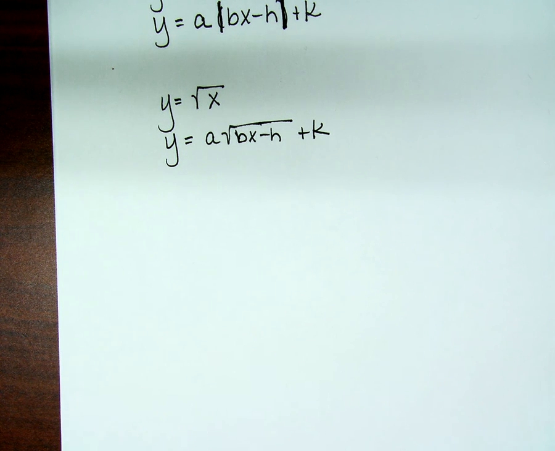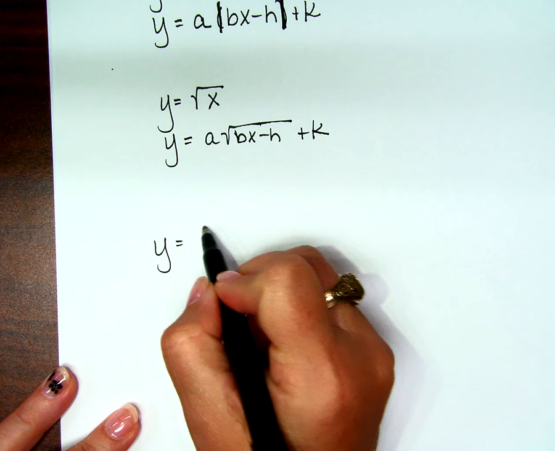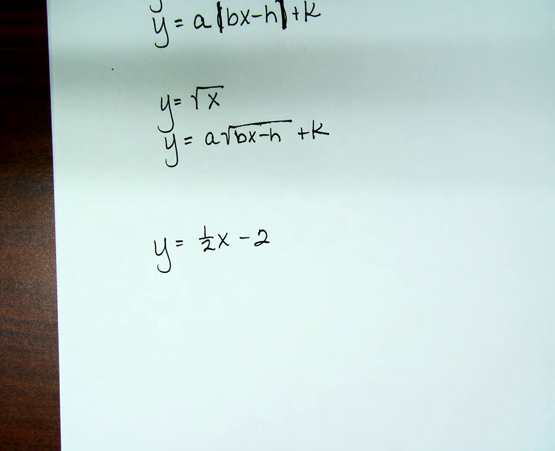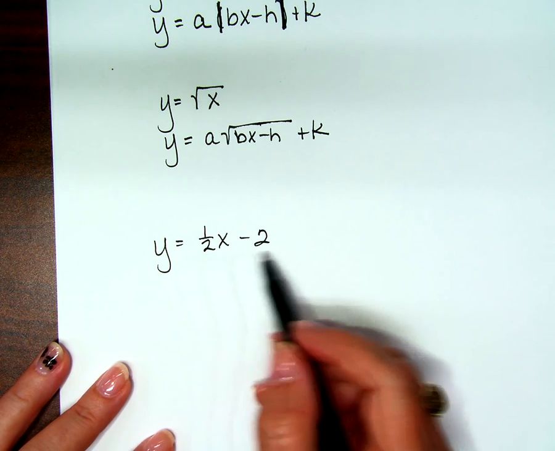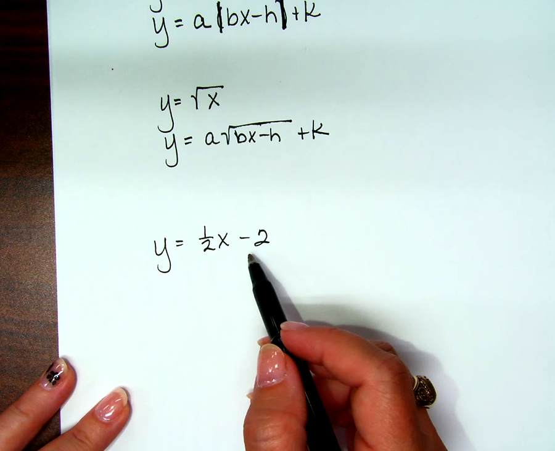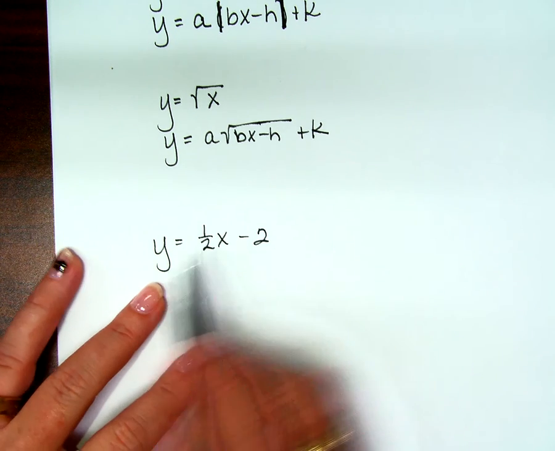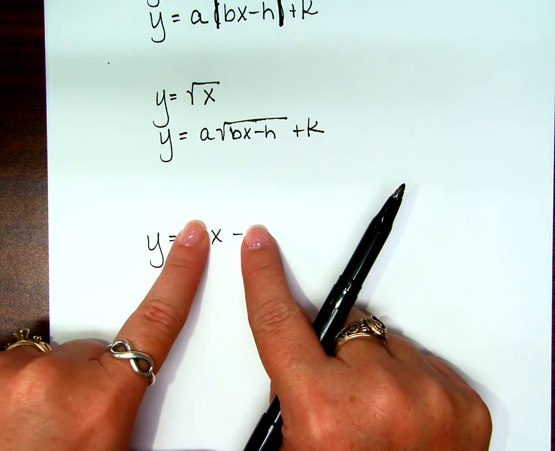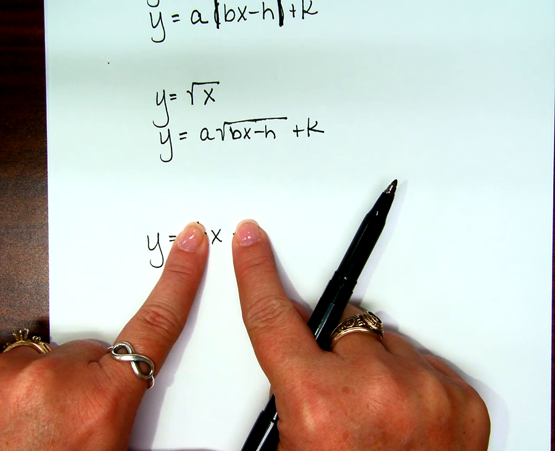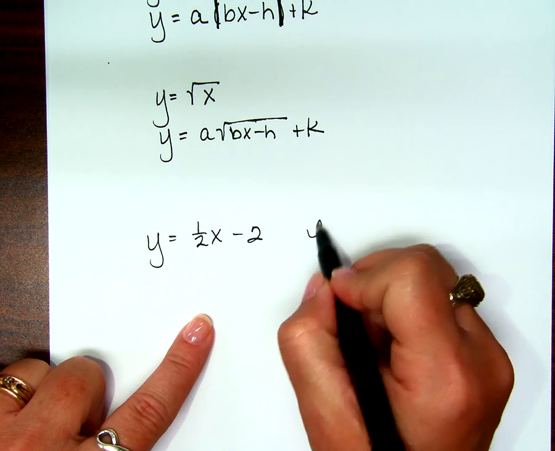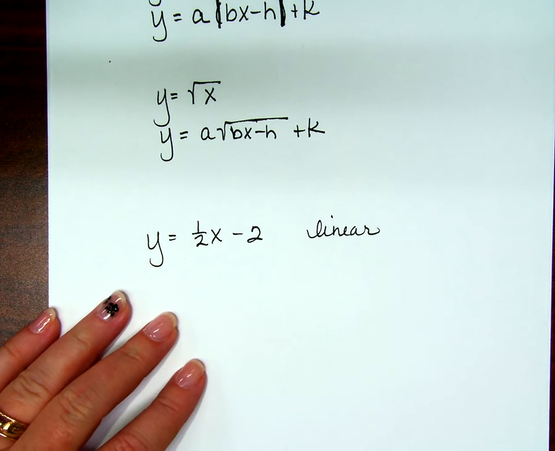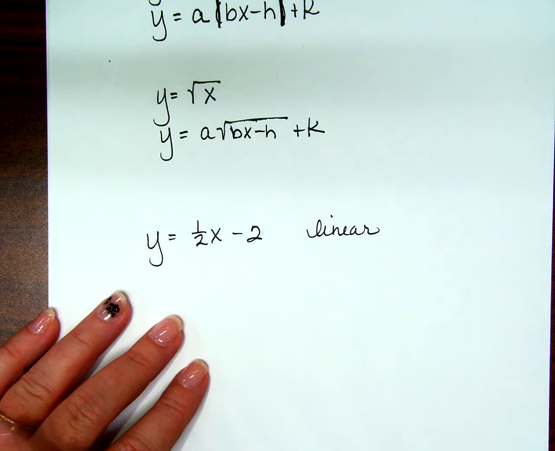Okay, so what might happen then on your homework is it might give you a graph with an equation. Y equals 1/2 x minus 2. And it'll give you this graph, and it'll say, what's the parent function? Well, what's the parent function of this? If I ignore all the numbers, what's left? X. So what parent function is that? Linear. So I'd write linear.